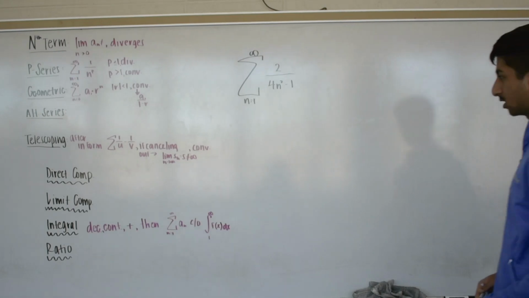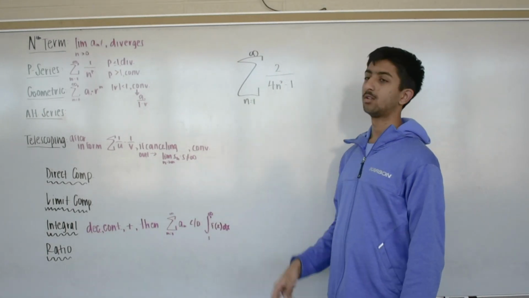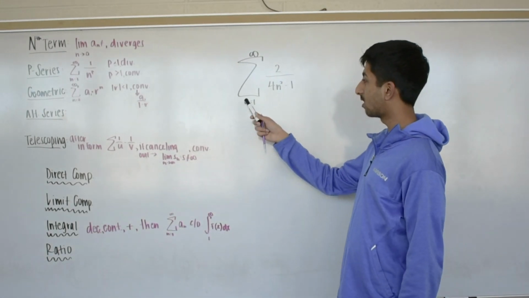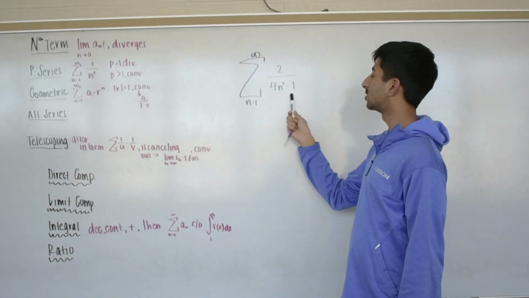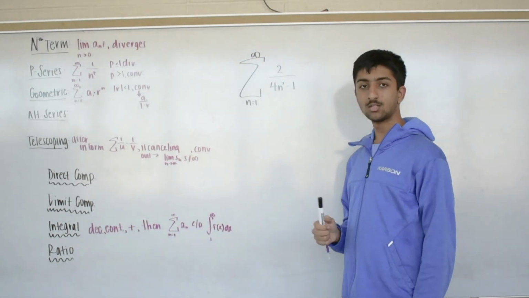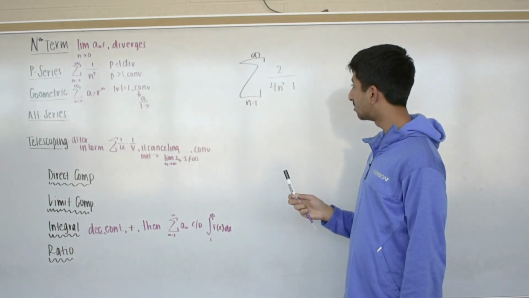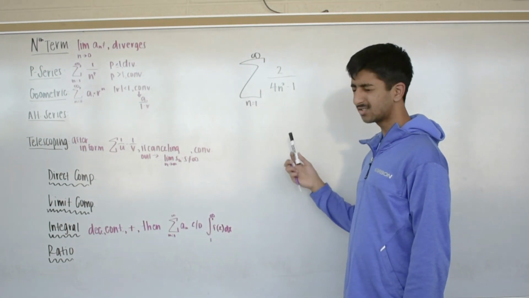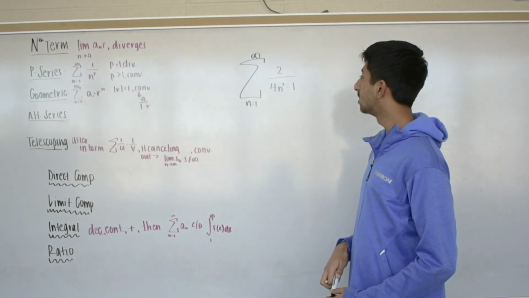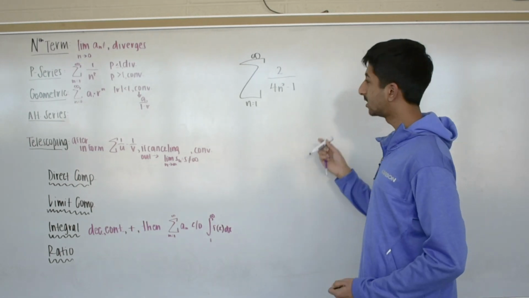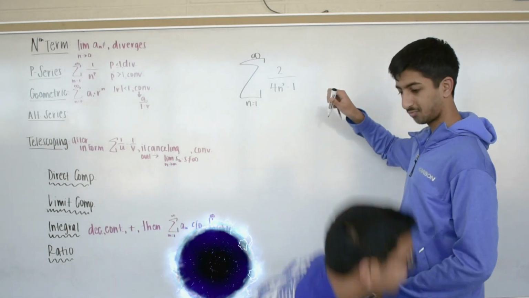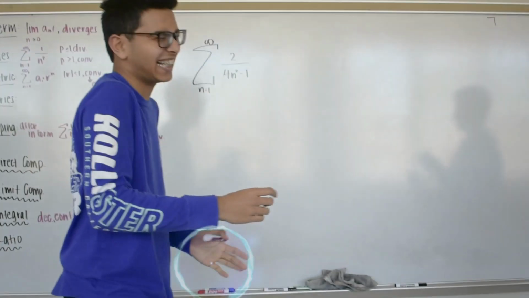Hey guys, so today we have all these problems. Right now we have a series from n equals 1 to infinity of 2 over 4n squared minus 1. And honestly, what you gotta think about in these scenarios is, what does this function look like? And to me, we gotta try a few things out. So I'm gonna try the geometric series. Wait.